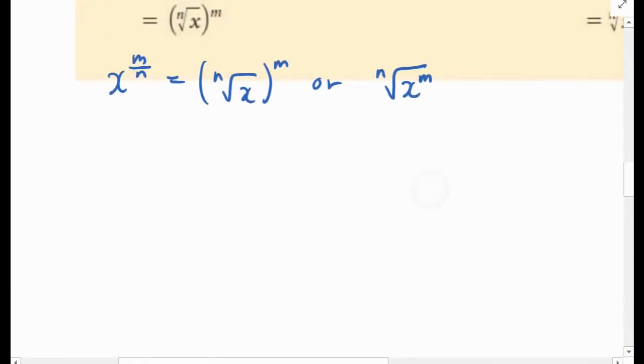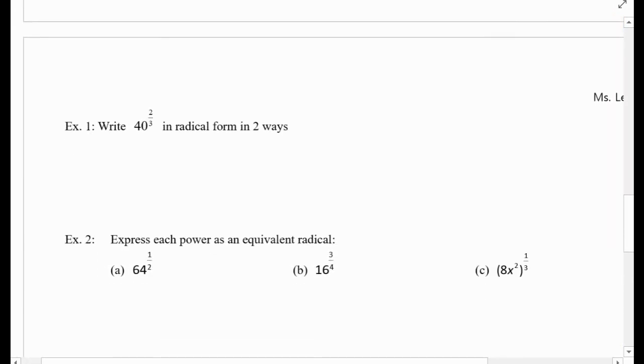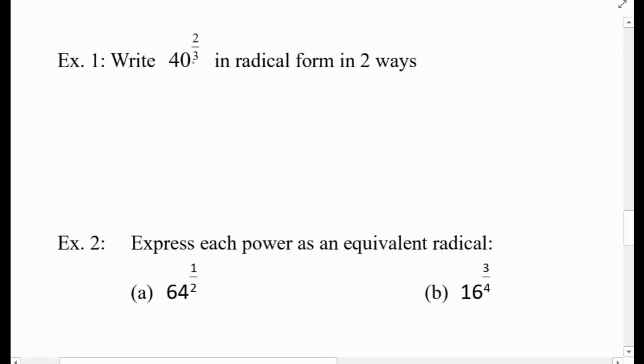All right, let's move on. So 40 to the power of 2 over 3. Let's represent this in radical form in two ways. So you have 3 as the denominator. The denominator goes to the index.